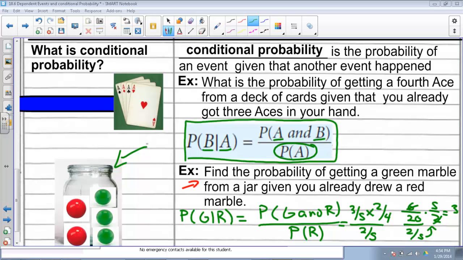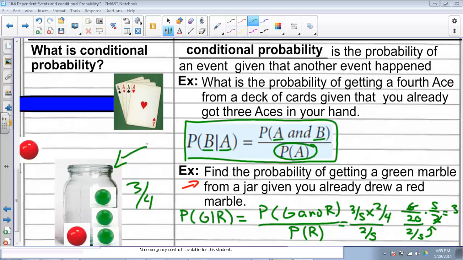Let's just use common sense on this, right? This is all so confusing. Let's just think about it this way. Find the probability of getting a green marble from the jar given you already drew a red marble out. Well, let's say I drew a red marble out. See, this red marble is out. Okay, now let's look at it. What's the probability of getting a green marble at this point? Well, there's 4 marbles in there. 3 of them are green, so the probability of getting a green marble is 3 out of 4.